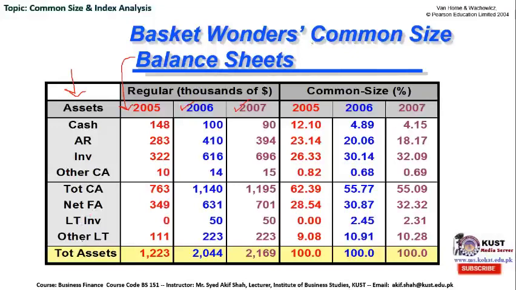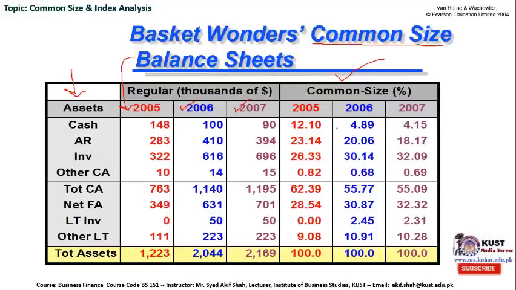Now, how to make common size analysis? As the definition has stated, we divide each item of the balance sheet by total assets and then multiply it by 100, which will give you a certain percentage. The right-hand side, which is the common size percentage, is narrated at the top of the right 3 columns for years 2005, 6 and 7.